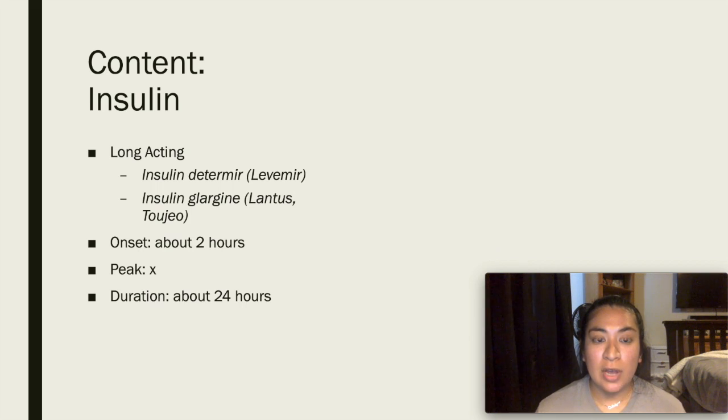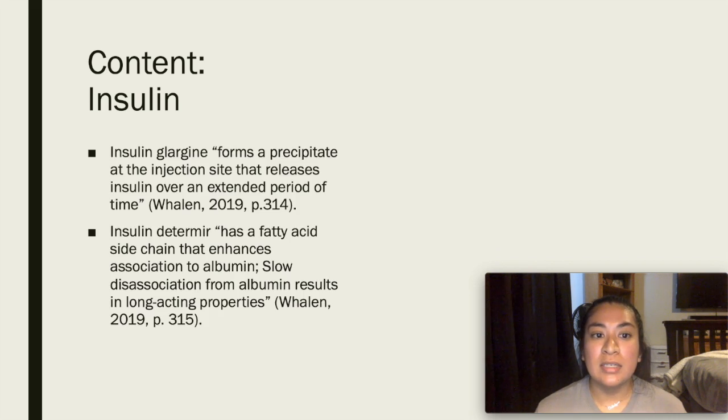Then we have our long-acting insulins, our Levemir and Lantus. These have an onset about 2 hours. They don't really have a peak, and they last about 24 hours. Insulin glargine forms a precipitate at the injection site that allows it to slowly release insulin over an extended period of time. And then insulin detemir has a fatty acid side chain that enhances its association to albumin. So this disassociation from albumin results in its long-acting properties.